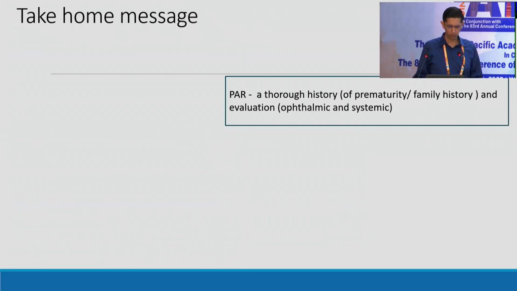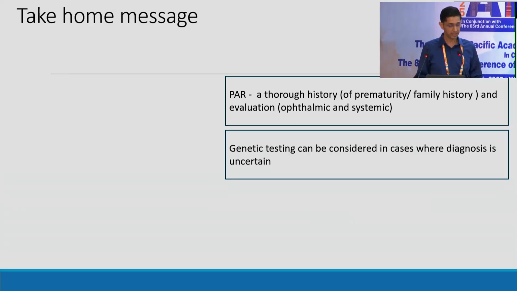So the take-home message is that when we see a peripheral avascular retina, we should have a thorough history taking, and also a detailed systemic as well as ophthalmic evaluation. And genetic testing can be considered in cases where the diagnosis is uncertain or where the features do not add up to an expected diagnosis.